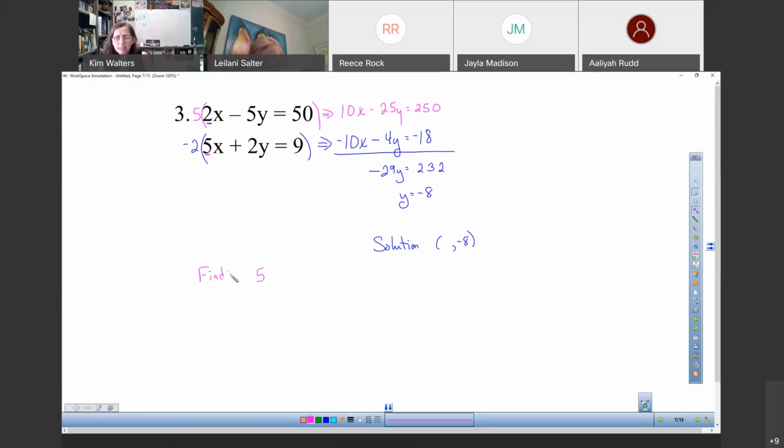I'm going to find x by using 5x plus 2y is equal to 9. And so I have 5x plus 2 times, and here's my -8, is equal to 9. And so I have 5x minus 16 is equal to 9. If I add 16 to both sides, I get 5x is equal to 25. Dividing both sides by 5, I get x is equal to 5. And so my solution, 5, -8, is my final answer.